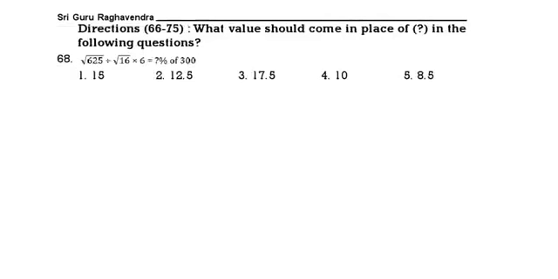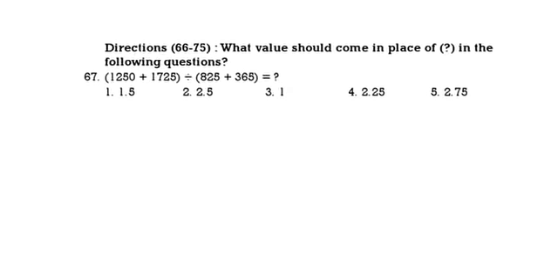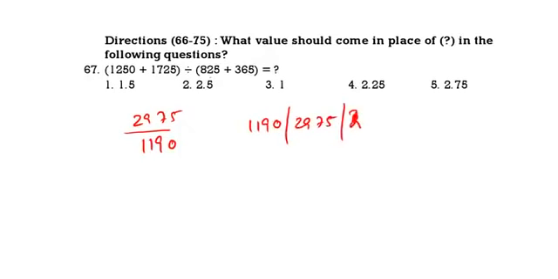What is root 625? Root 625 is 25. Sorry. No, one more question. 1250 plus 1725. So 1250 plus 1725 is 2975. Divided by 825 plus 365. So this will be equal to 1190. Now divide 2975 by 1190. 1190 into 2 is 2380. Then 5, 9, then again 5.